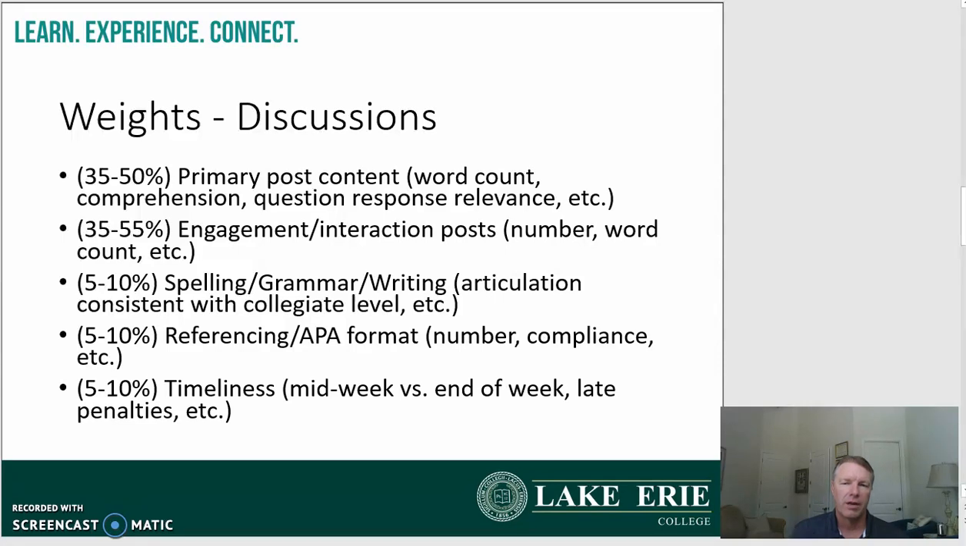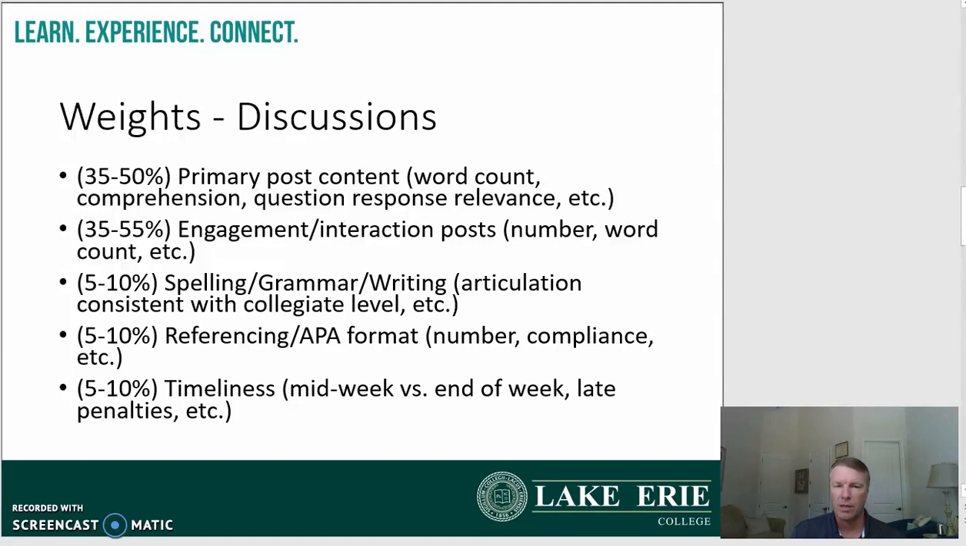The ranges that I've found in the research typically are applied here on this slide. 35 to 50% of the total weight of a discussion grade should be based on that content aspect. 35 to 55% on engagement and interaction. There is an argument, and a sufficient one, that engagement interaction is even more important than the primary post content. So you can certainly see that. You could see a 55% application weight for engagement and perhaps maybe only a 35% for primary post content.